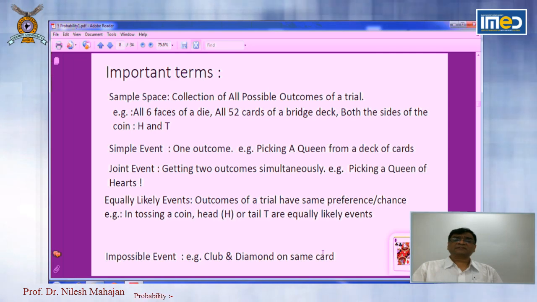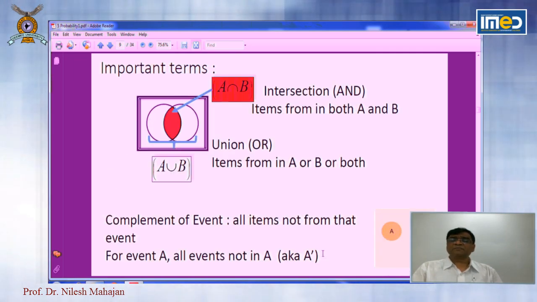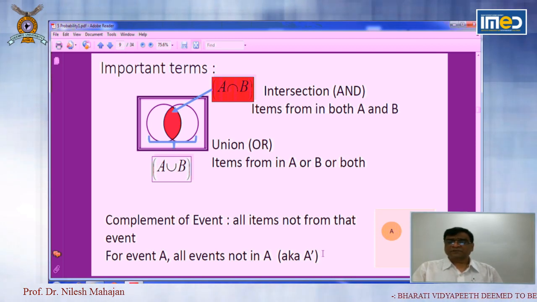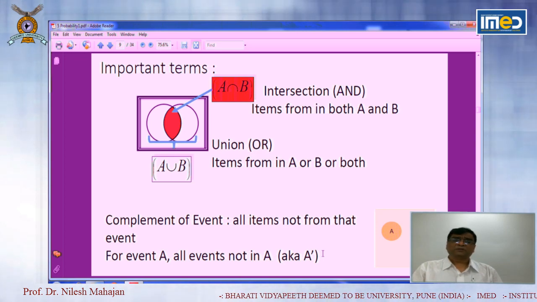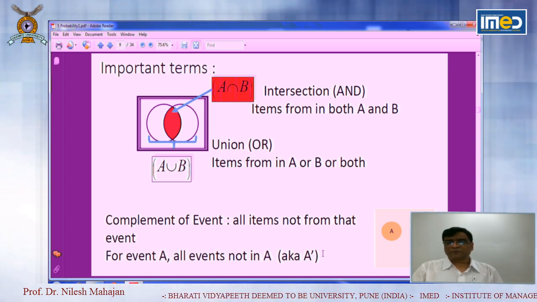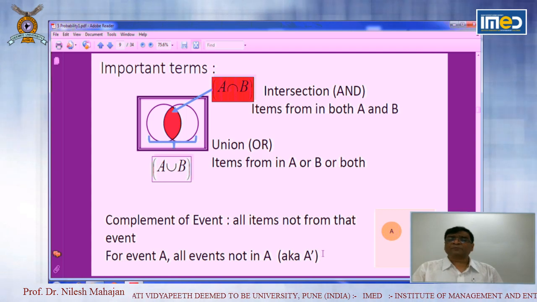Now the next is impossible event. Example, club and diamond on the same card. Okay. Now 2-3 terms I have also defined here. Important terms, that is intersection. Intersection means items in both A and B. According to the diagram, the red color is the intersection, and A union B means items in A or B or both. You check the diagram. In the diagram the whole space is A union B and the common portion is A intersection B.